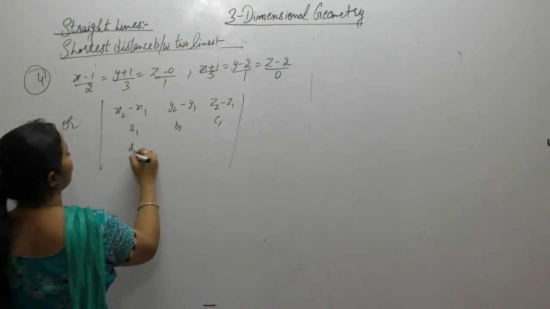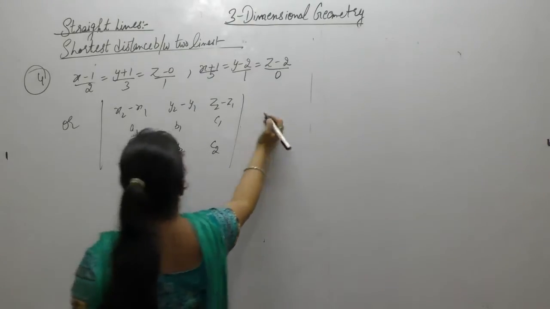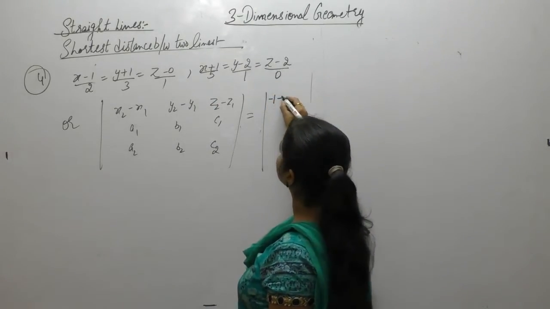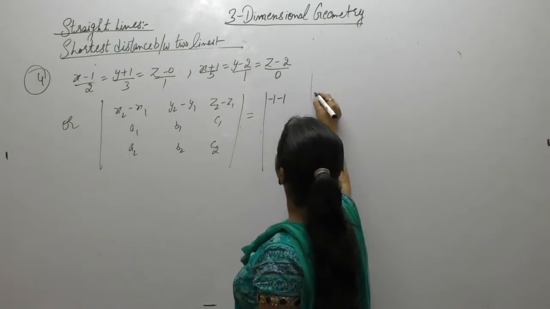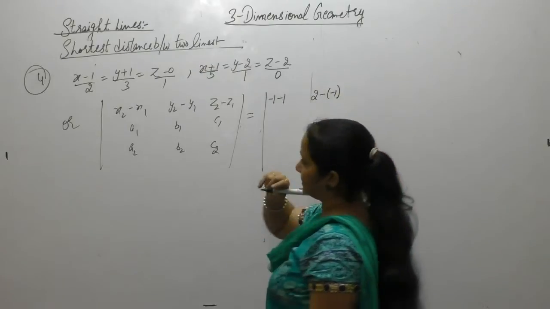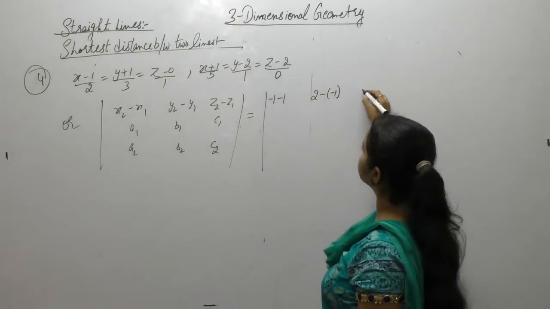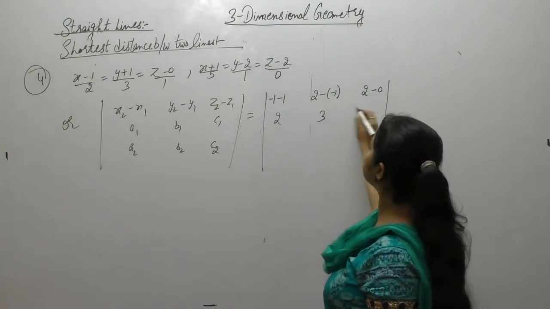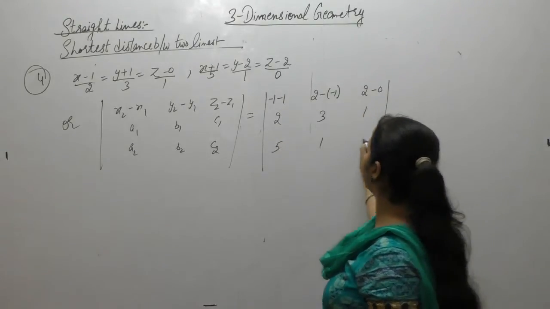B1 C1, A2 B2 C2. Find the value of this determinant: X2 minus X1, Y2 minus Y1, Z2 minus Z1, A1 B1 C1, A2 B2 C2.